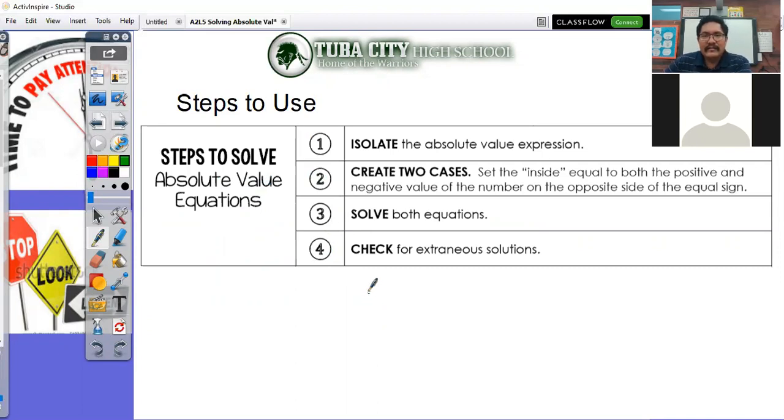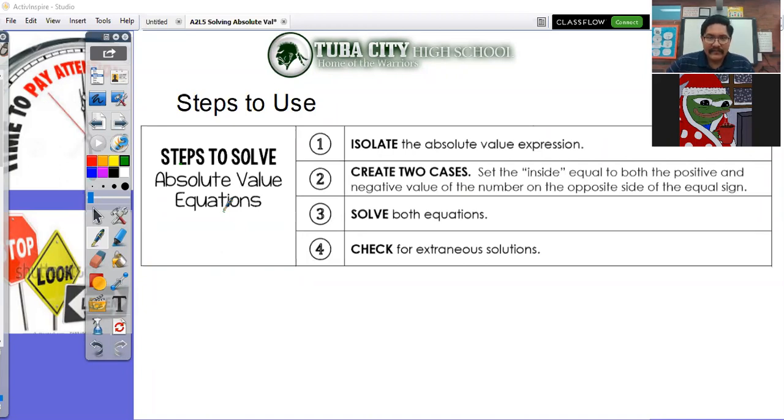So here are the steps that you would use. Isolate your absolute value expression. Remember that the absolute value signs are grouping symbols. You want to isolate them, just like radical equations. When we were solving radical equations, I told you to isolate them first. Isolate your absolute value expression, and then you would square both sides or do whatever you need to get both sides to match up.